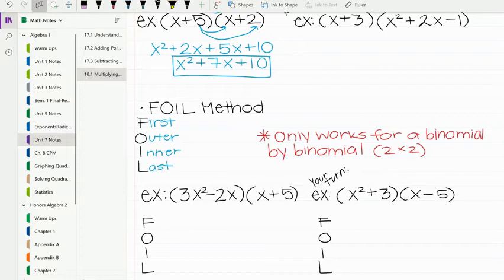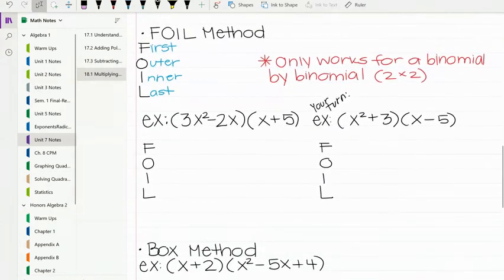And this will make a little bit more sense once we go ahead and look at an example. So our first example is 3x squared minus 2x times x plus 5. So I'm going to be doing a lot of erasing just because it's easier to show when I underline things. So what it's saying is multiply the first terms. So this is a first term and this is a first term. So when I multiply those together, I would have 3x squared times x. So that would be 3, and then the x squared times x would be x cubed.